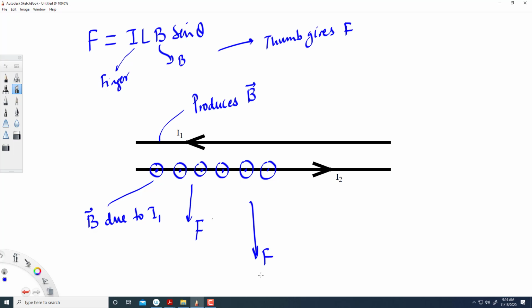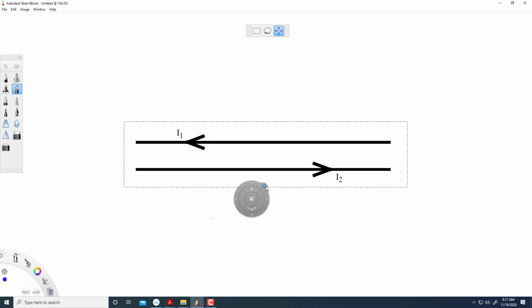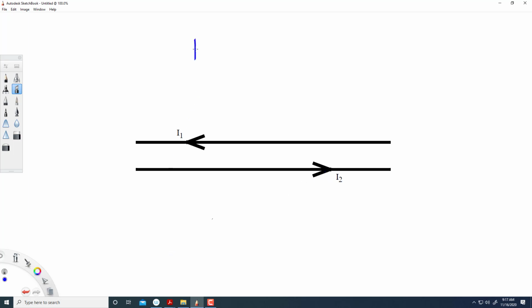Now I will ask you guys, let's see. So what's the force of wire 2 on wire 1? So force on 1 due to I2. You're saying up? Okay. So we have 30 seconds to come up with the answer.